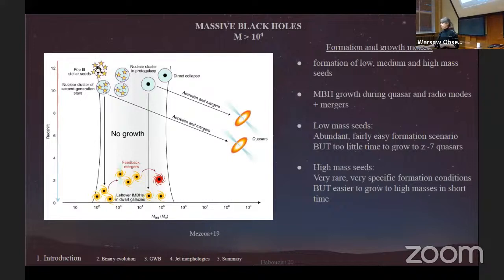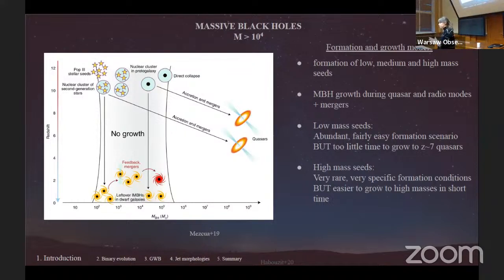On the contrary, massive black holes from population 3 stars should be abundant, should form frequently. However, their masses are really, really low, 10^2 solar masses. And it's really hard to explain how they could grow several orders of magnitude in very short time to form quasars at redshifts over 7, which have masses 10^9 and 10^10 solar masses.